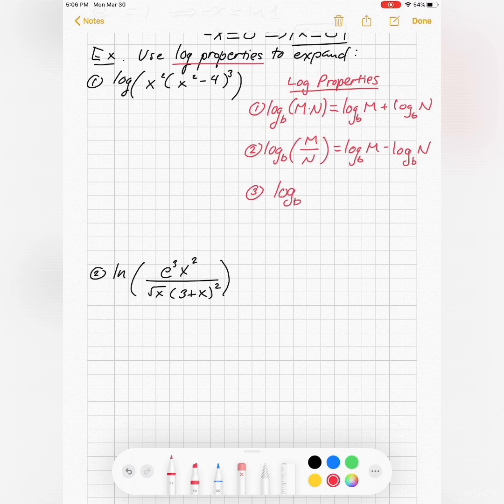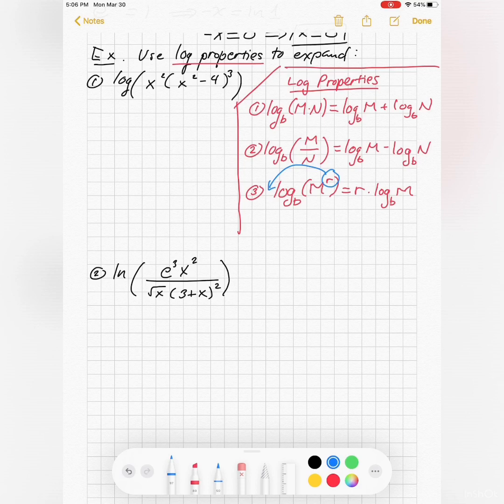If I have a logarithm with a base m and an exponent r, I can actually bring the exponent down to the front as a multiplier. So r times the log base b of m. So those are the main log properties. There are a few other ones I can add to that list, but those are really the most important.